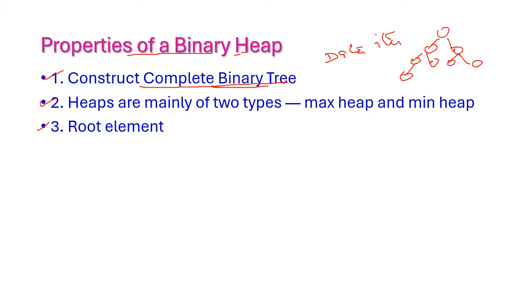Okay, and heaps are mainly two types. First one is max heap and second one is min heap. Max heap means we have to move the maximum data item to the root. If it is min heap, then we have to move the minimum data item to the root node. And the next one is root element. So root element is very important here, because the maximum element or minimum element should be moved to root of the tree. Okay.